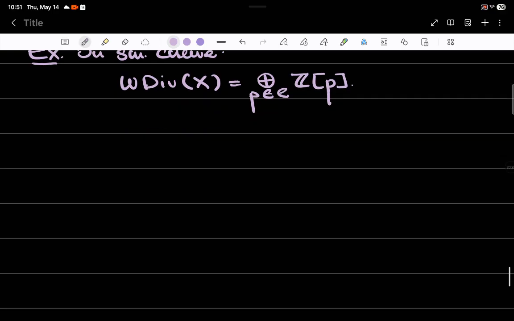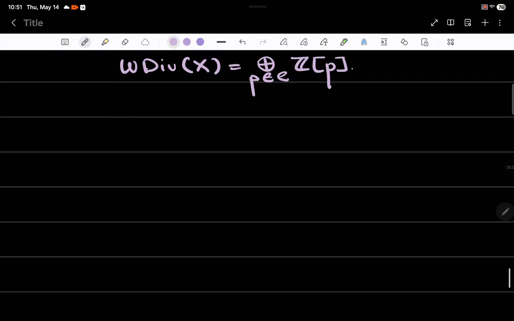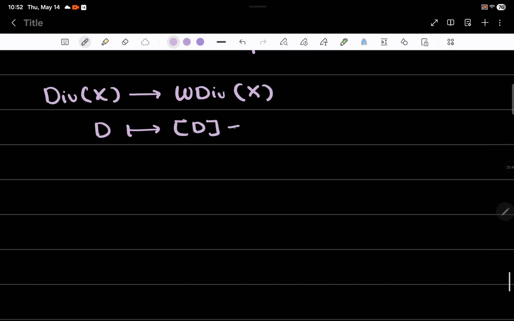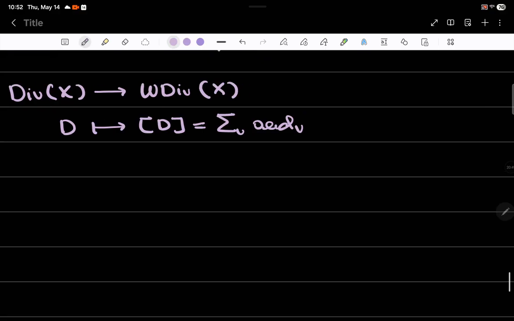So okay, I'll define the cycle map now, which compares Cartier and Weil divisors. So we have a natural map from Cartier divisors to Weil divisors that sends D to its class as follows, where this is defined to be the sum over V of the order of vanishing times V, and this is over codimension 1 irreducible subvarieties of X, which I'll suppress.